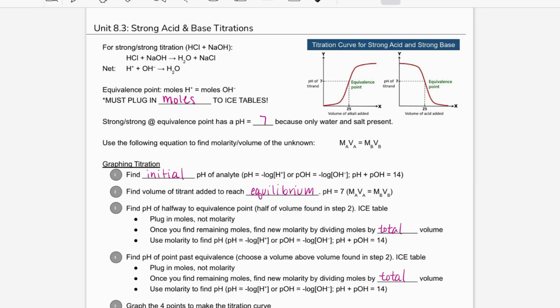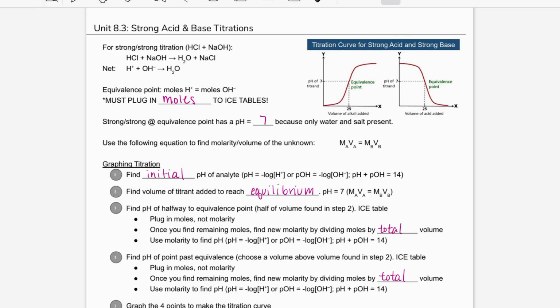We are going to use the following equation to find the molarity or volume of the unknown, and that is like M1V1 equals M2V2. It's slightly different in that we have MaVa, which stands for acid, and MbVb, which stands for base.